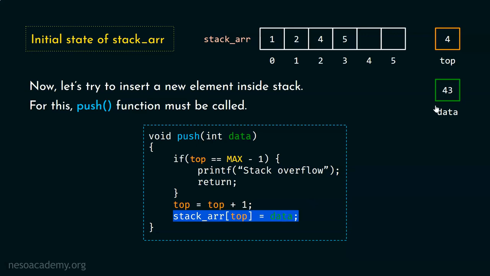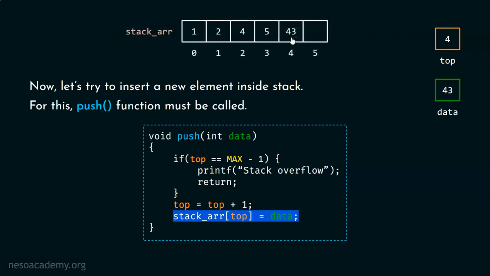Let us assume that data holds this value 43. And we want to insert this value at this position because top is 4, which means that this is going to be our topmost element, right? So here we will store this value 43 and this is how our stack looks. And obviously you can see top is 4, which means that this is the topmost element of the stack. This is how our push function works, right?